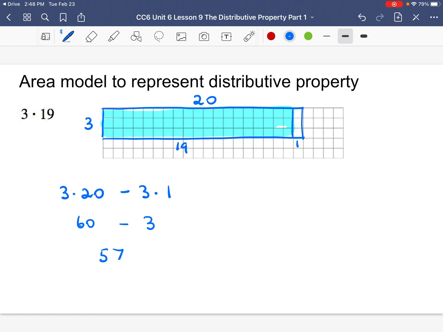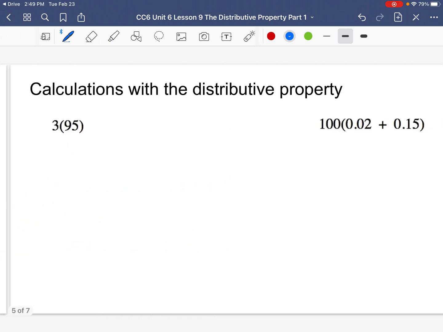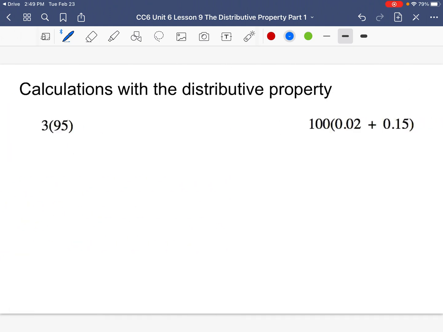So an equivalent expression for 3 times 19 is 3 times 20 minus 3 times 1, or another equivalent expression could be 3 times (20 minus 1). So let's do some calculations with the distributive property. 3 times 95 first, not so easy, but if we say 3 times (100 minus 5), because 95 is 100 minus 5, that makes it much easier.